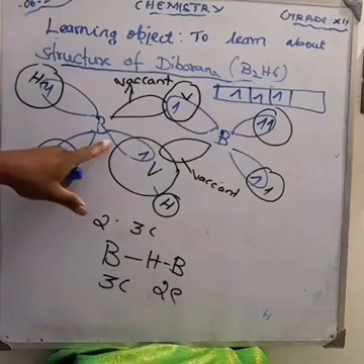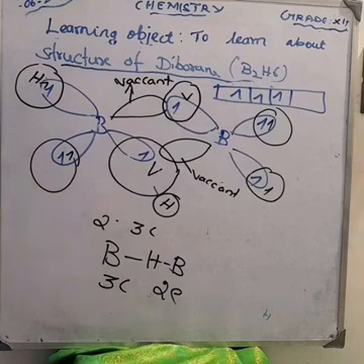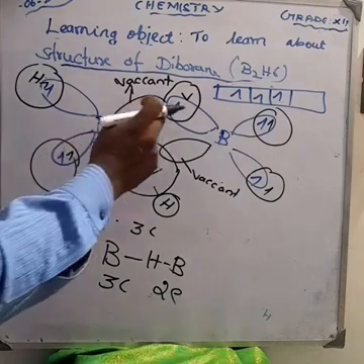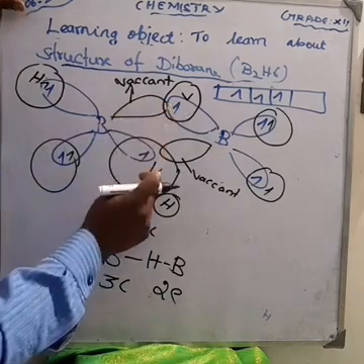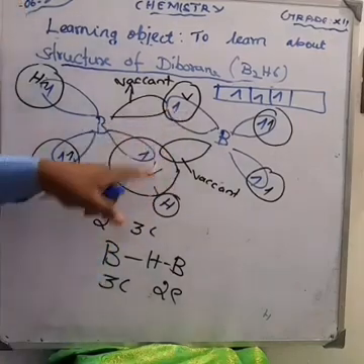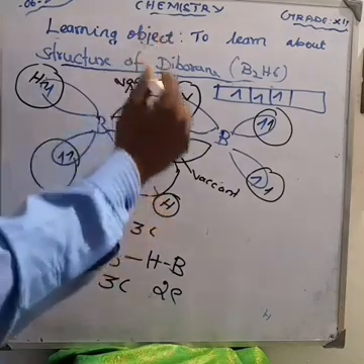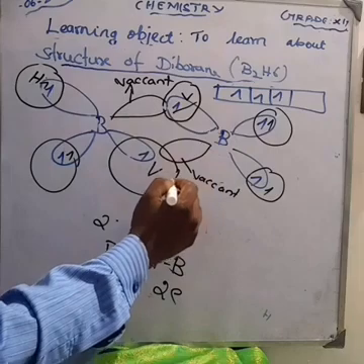Can you understand? 3 center. Why do we say 3 center? Boron, hydrogen, boron, so 3 center. How many electrons? 2 electrons. These bonds are 3 center 2 electron bonds. The bridging hydrogen atoms: we are explaining about the bridging hydrogen atoms. These hydrogen atoms are in the plane.